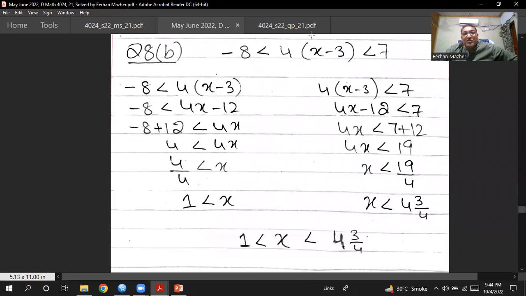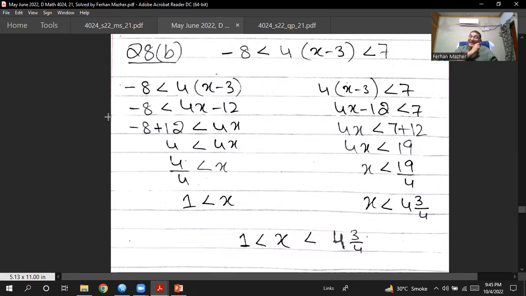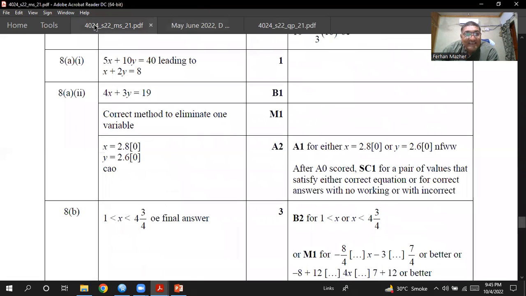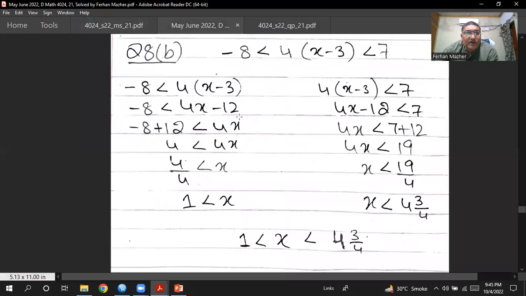Then I will take this portion, and that is 4 bracket x minus 3 less than 7, 4x minus 12 less than 7, 4x is less than 7 plus 12, so 4x is less than 19, x is less than 19 divided by 4, so x is less than 4 whole 3 by 4. So finally, I can write the answer that x is more than 1 and less than 4 whole 3 by 4, which is 4.75. So the whole question is showing up on your screen. Let's check the answer. Our answer is right, sir. So our answer is right. The whole question number 8B part. This is how you do this inequality question.